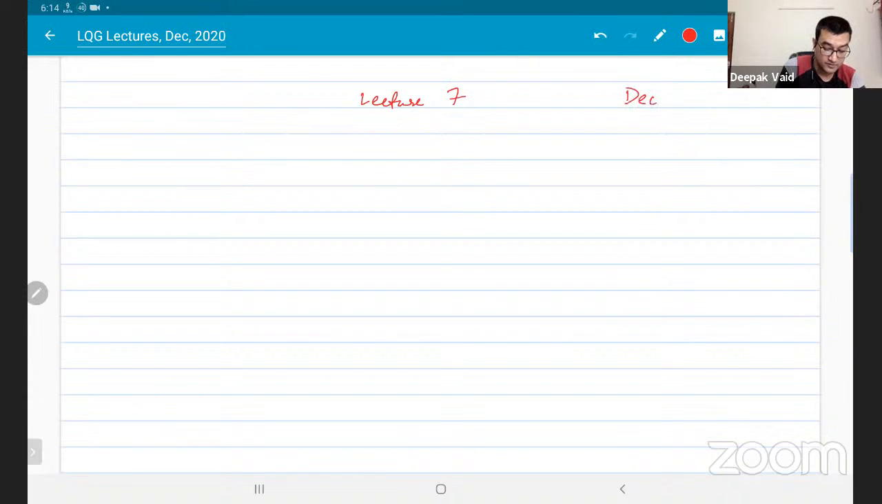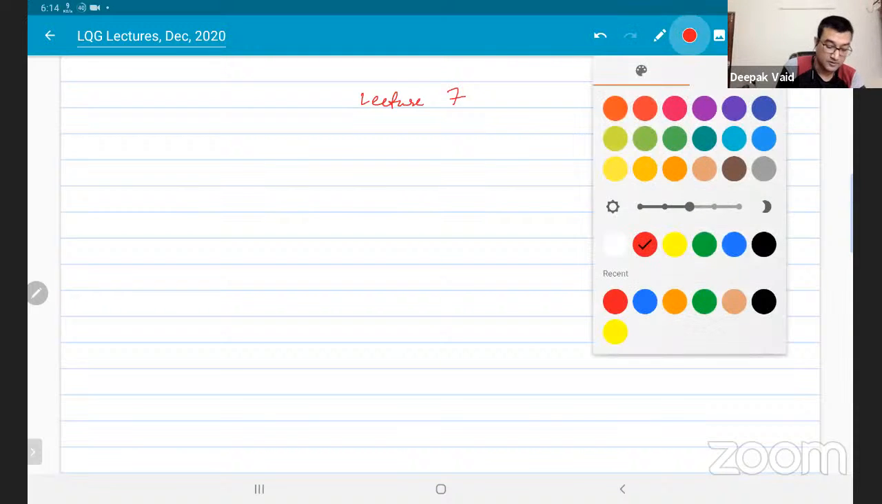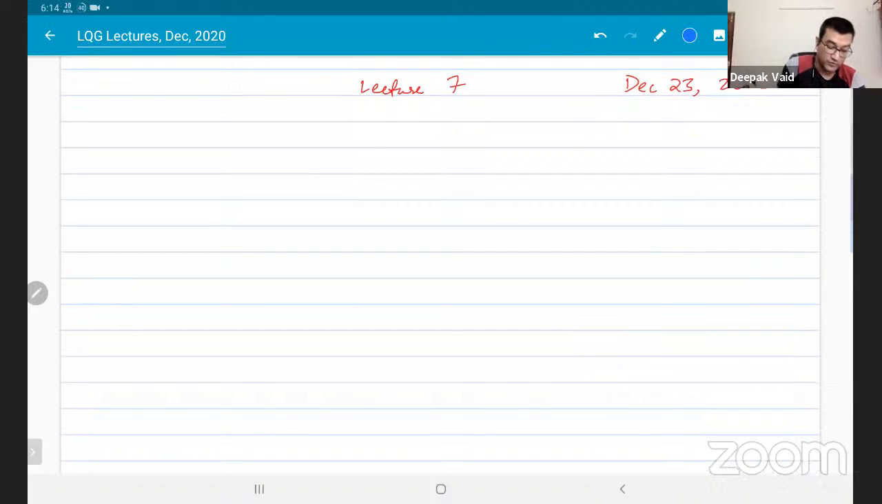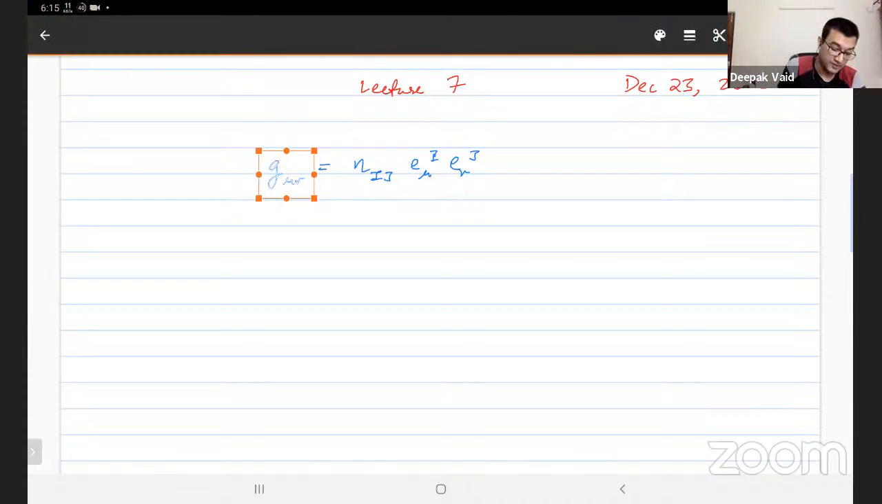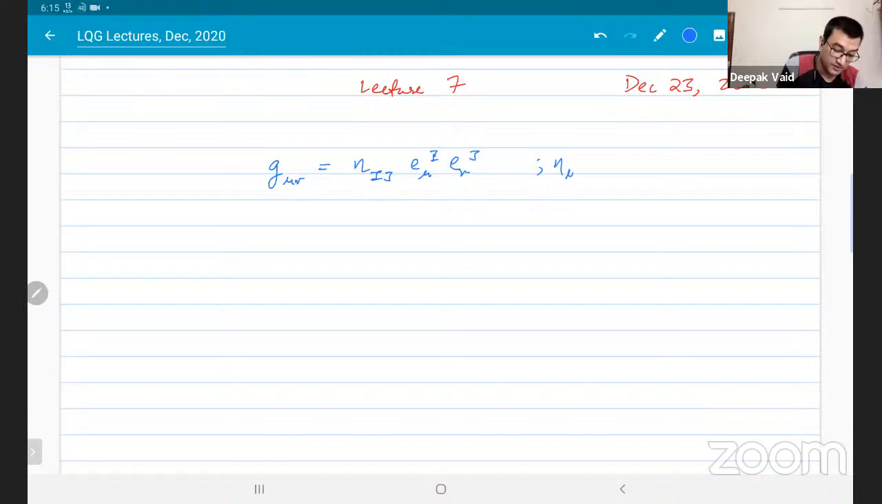Lecture 7. Which is: how do you relate the determinant of the metric to the tetrad? The answer is quite straightforward, actually. You have this expression that if you take the tetrad and contract it using this Minkowski metric, you get the space-time metric. So here eta ij is equal to diagonal 1, 1, 1.